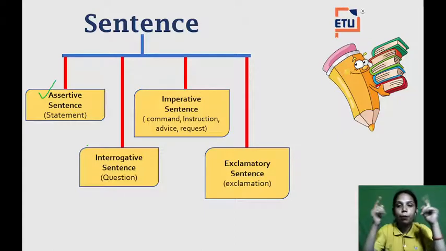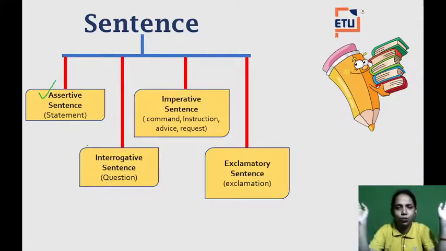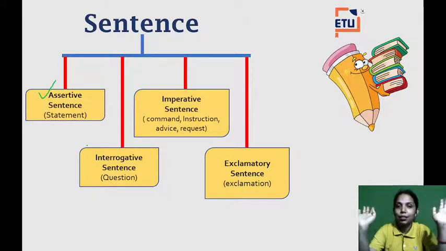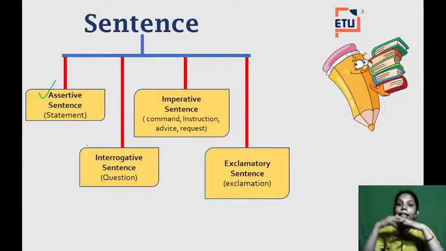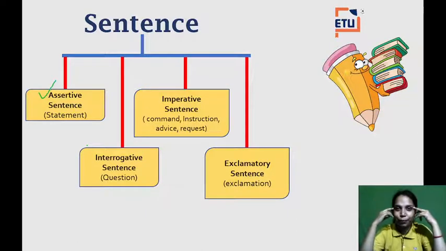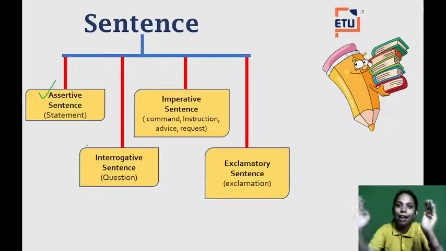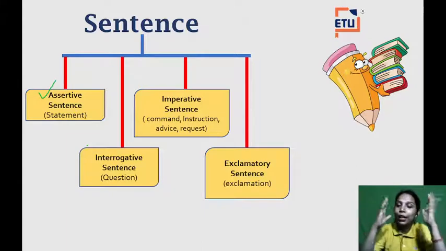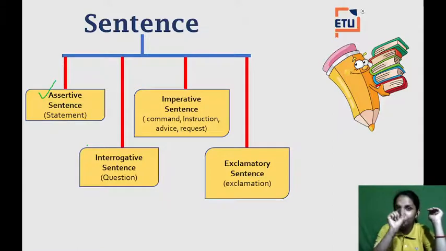Remember, assertive sentence does not have any emotions. Think of an assertive sentence as a human being without any emotions. Now, interrogative sentence. Interrogative sentence is, let's say, a person who always asks questions. He keeps on asking questions. So an interrogative sentence means a question sentence that will always have a question mark on its head.